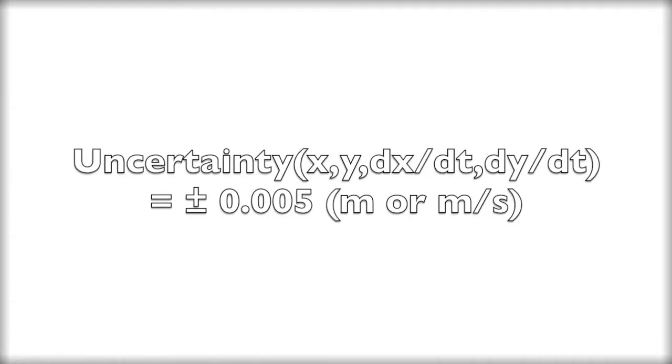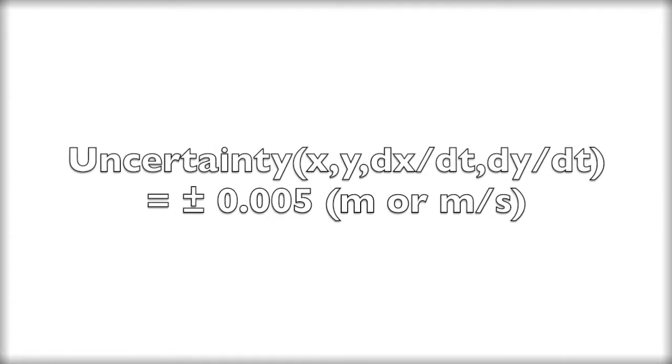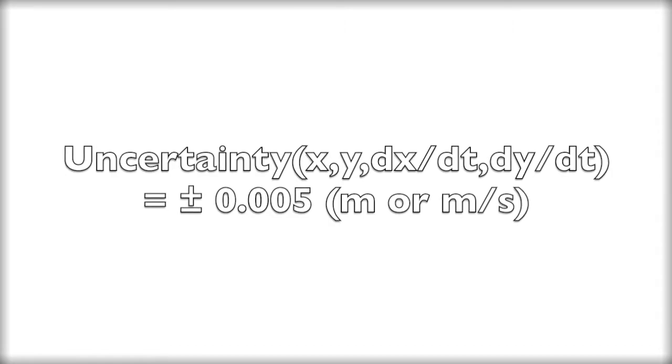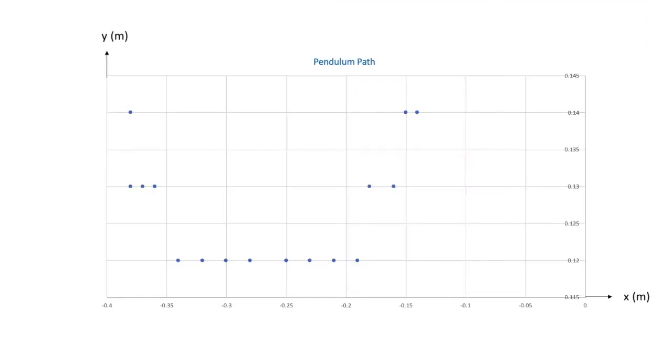This software provided 4 datasets: the weight's position in the x direction, position in the y direction, velocity in the x direction, and velocity in the y direction. Similar to the scale, the software's roundings to 2 decimal places made its limits of accuracy plus or minus 0.005 for all 4 of these datasets. Plotting the y positions against the x positions, we were able to map out the path the weight took during its swing. However, the limits of accuracy of the software limited how accurate this map was, causing our map to have similar apparent y values for multiple values of x.